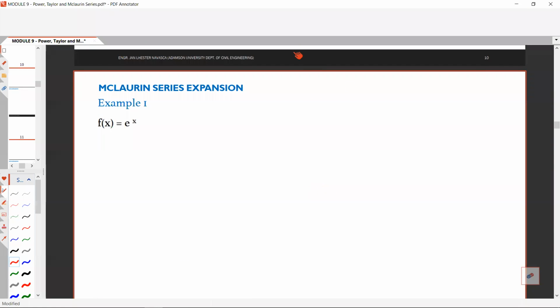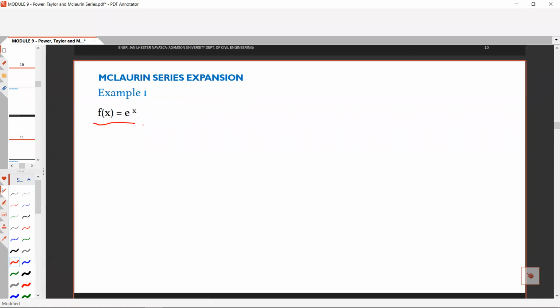Okay, so first example natin is to determine the Mclaurin series expansion of f of x is equals to e raised to x. Okay, so before we start, we need to determine if e raised to x is a continuous function. Okay, that is a continuous function. First derivative is e raised to x. Second derivative is e raised to x again, so on and so forth, hanggang nth derivative of e raised to x is simply e raised to x pa rin. Okay, so that is a continuous function.